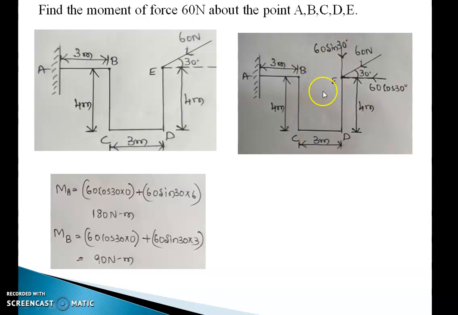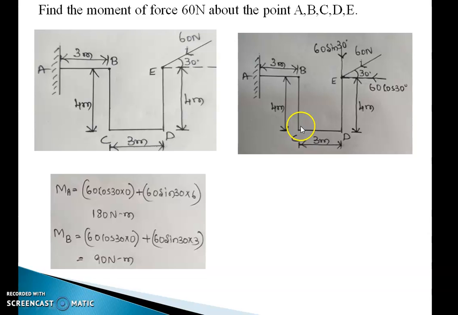So 60 sin 30 into 3 is the moment of this particular vertical force about B. Is it clockwise or anti-clockwise? Fix a point at B, and this particular 60 sin 30 will cause clockwise movement. So plus 60 sin 30 into 3, which is nothing but 90 Newton. It works out to be 90 Newton meter.